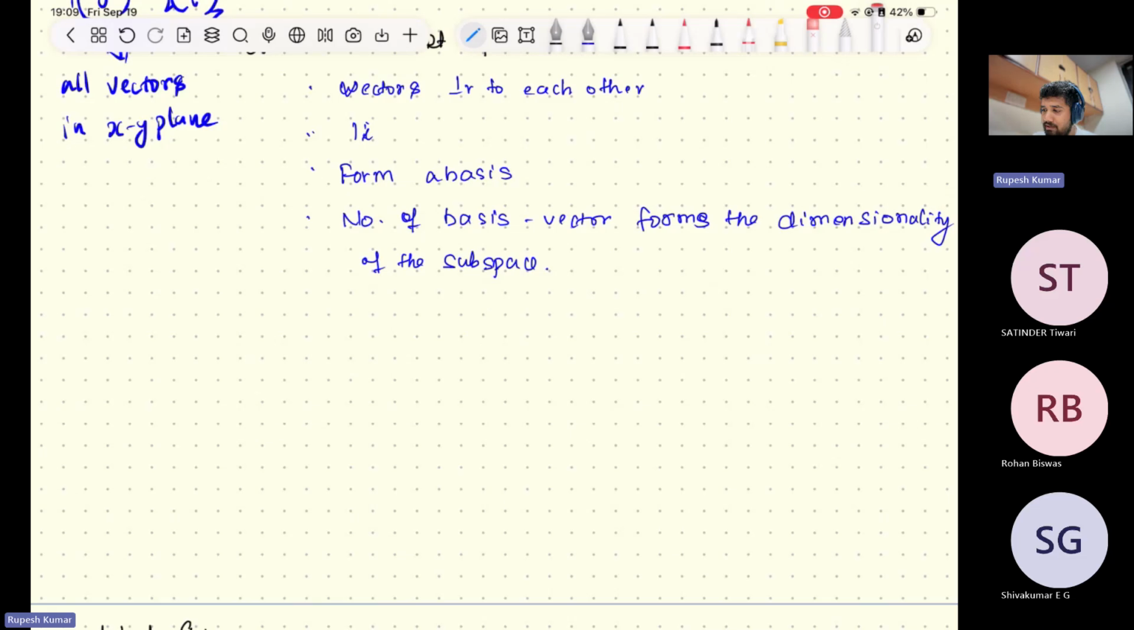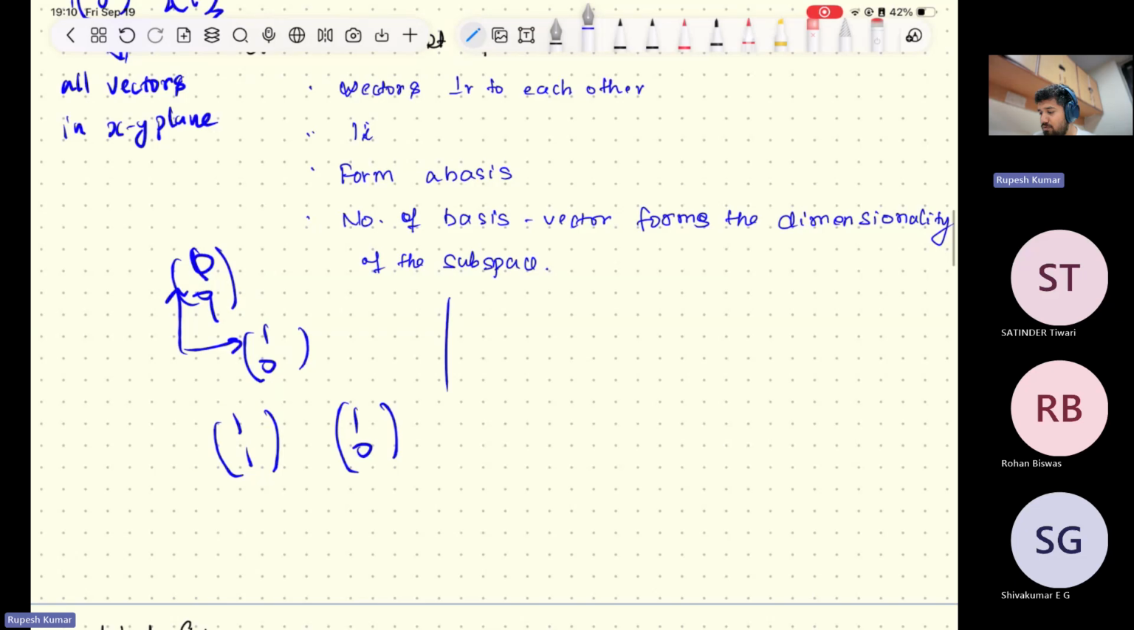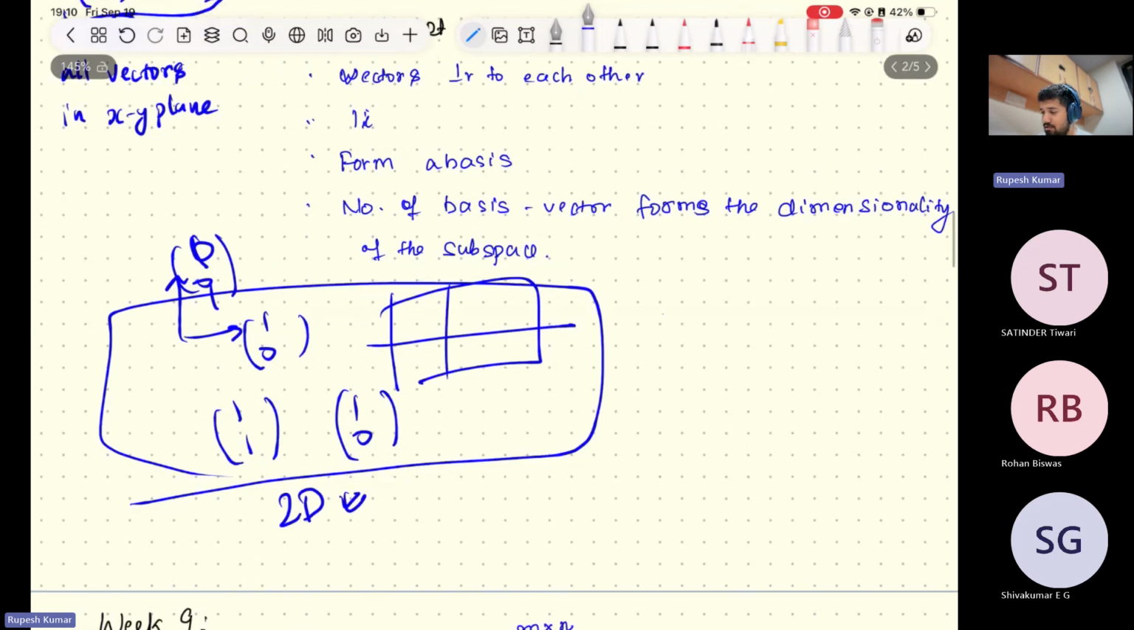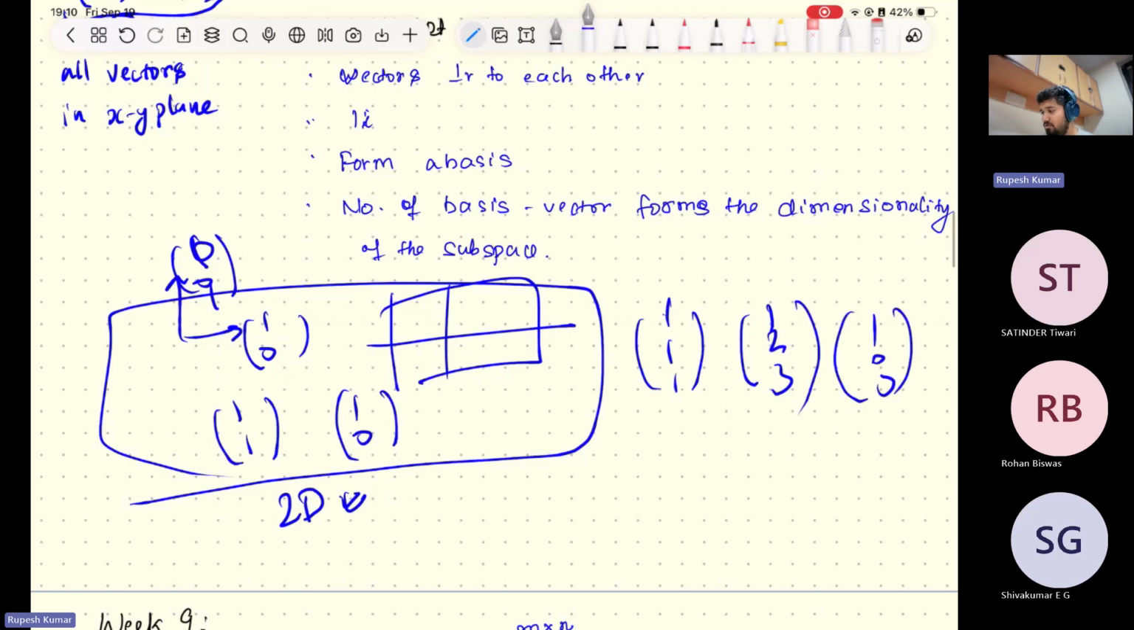For example, for a 2D subspace you need at least two basis vectors. One is, let's say, 1 0, the other one is 0 1, or you can take 1 1 and 1 0. If you want to span a two-dimensional space, you need two vectors. That's why we call it a two-dimensional subspace. If you want to span a three-dimensional subspace, you can choose three vectors: 1 2 3, 1 1 1, and 1 0 0. These are three basis vectors for the three-dimensional space. So the number of vectors required to define a basis for a subspace is essentially the dimensionality of the subspace. Is this clear?